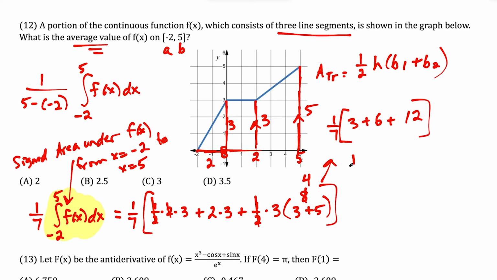So now we just work this out. This is 1/7 times, and now we have 3 plus 6 is 9, plus 12 is 21, and 1/7 times 21 is going to give us 3. Okay, so this simplifies to 3, and this is going to match up with choice C.